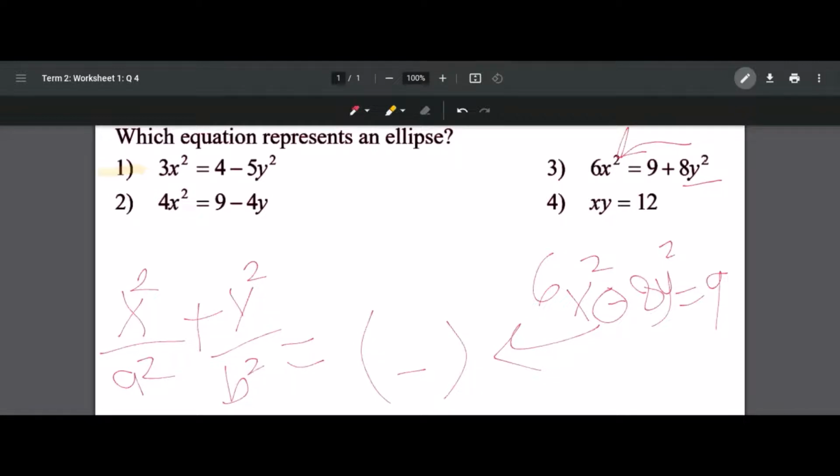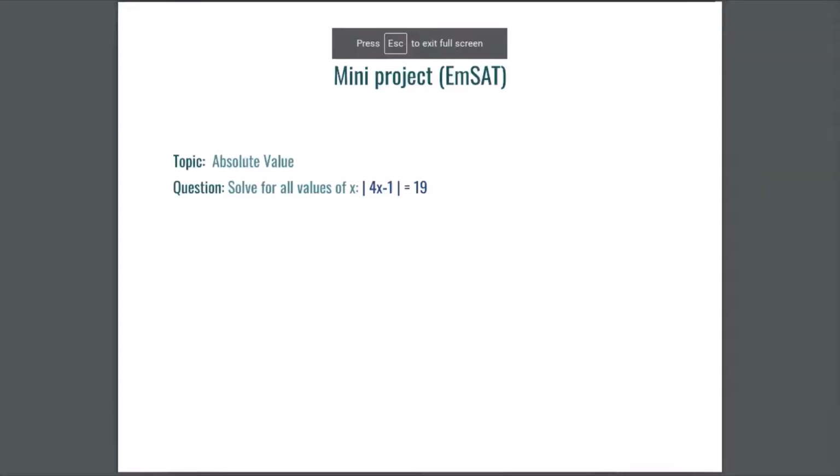So as we see, choice number 1 is the correct answer. Our topic today is absolute value. Solve for all values of x. The absolute value of 4x minus 1 is equal to 19.